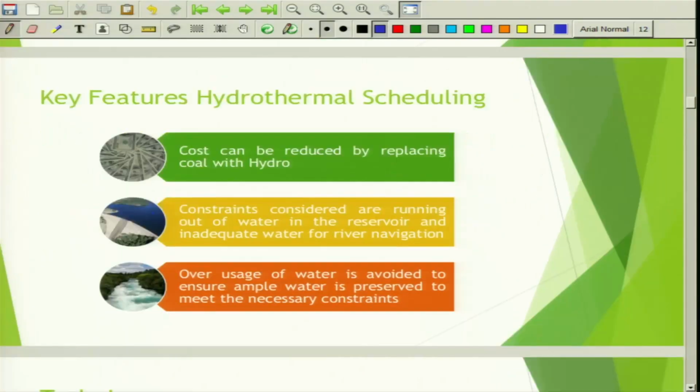So, some of the key features of hydrothermal scheduling. Now, the cost can be reduced by replacing coal with hydro, right. So, that is the objective, we need to minimize the cost. It is not only cost, it is also the reduction of carbon footprint.